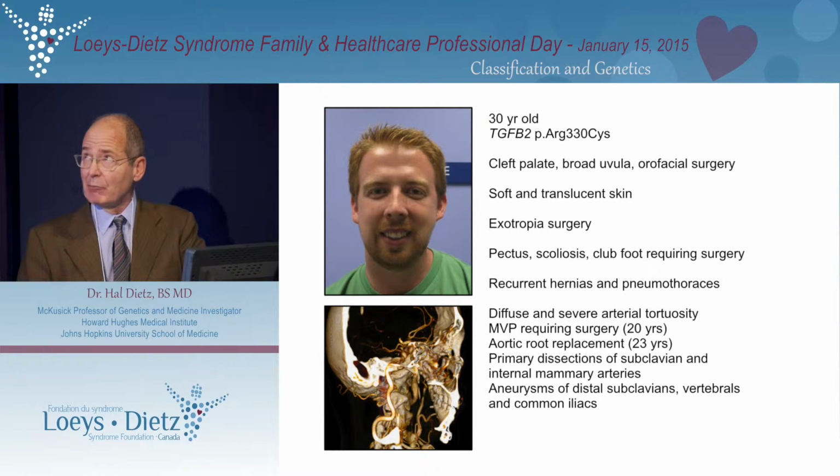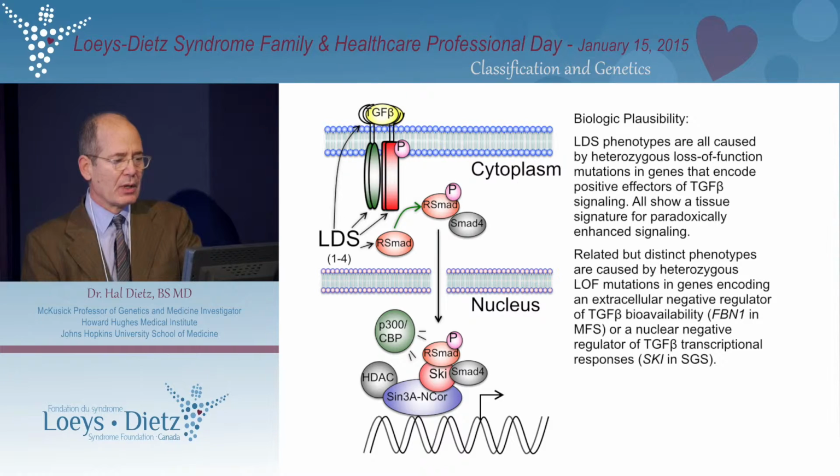Likewise, this is a young man with a TGF-beta 2 mutation, another gene that has been associated with features of Loeys-Dietz syndrome. Again, cleft palate, exotropia surgery as a child, club foot deformity requiring surgery. It's really unavoidable to say that the diagnostic term that best describes him would be Loeys-Dietz syndrome. And we think that, again, it's going to allow us to better anticipate what he might experience in the future. There is great biological plausibility for this.